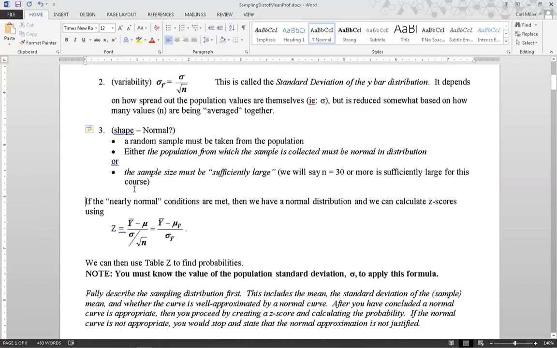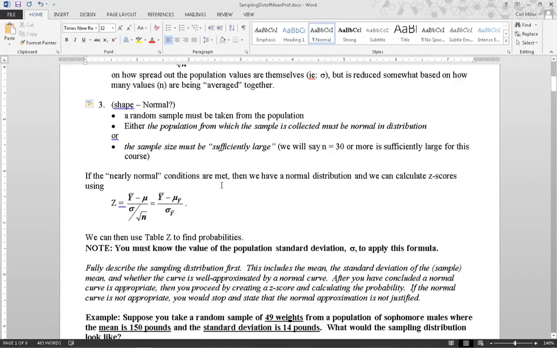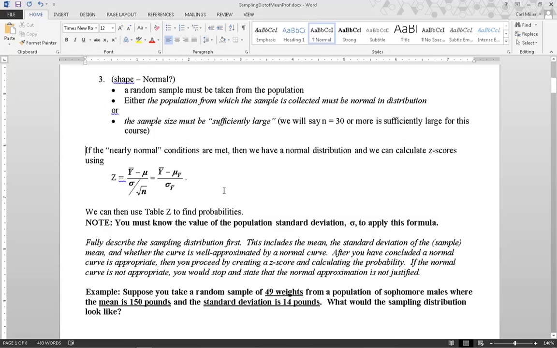If these normal conditions are met and we can treat the distribution like a normal curve, then we can calculate z-scores using the formula z equals y bar minus mu over sigma over the square root of n, or y bar minus the mean of all y bars over the standard deviation of y bars. We can use table Z to find probabilities. But note, you must know the value of the population standard deviation, sigma, to use this formula.